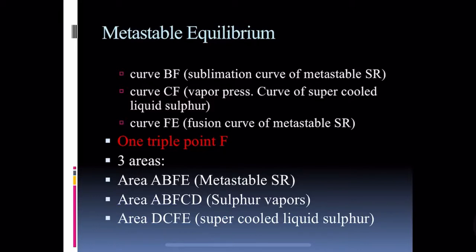And the triple point on the metastable curve, at point F, known as the fourth triple point, is the coexistence of metastable phases of Sr, Sl, and Sv. That means rhombic, liquid, and vapor. The temperature at point F is the melting point, 114 degrees Celsius, of metastable rhombic sulfur.